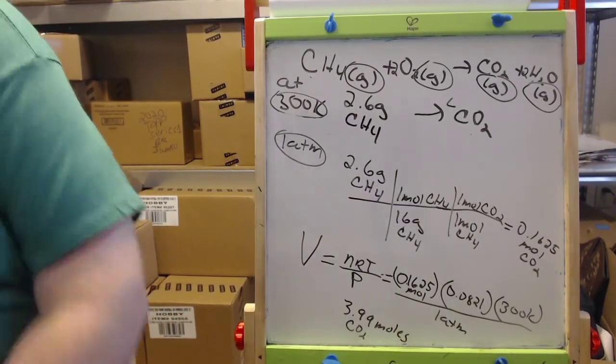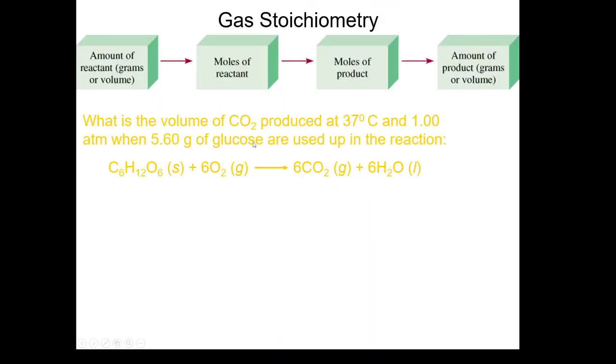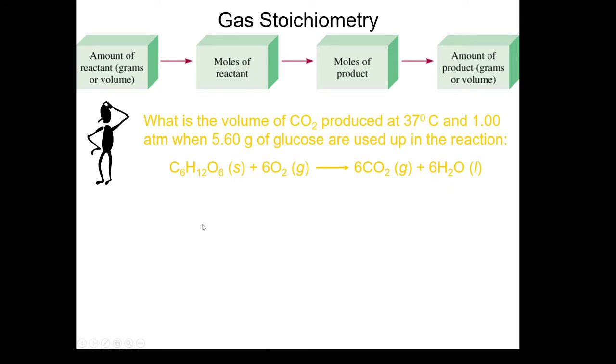Okay, so let's take a look at another one right out of the slides here. It says, what is the volume of CO2 produced at 37 degrees Celsius and 1 atm when 5.60 grams of glucose are used up in the following reaction? Now, C6H12O6 is glucose. Glucose plus 6 oxygens gives us CO2 and water. They tell us the temperature, they tell us the pressure, and they give us the grams of glucose.